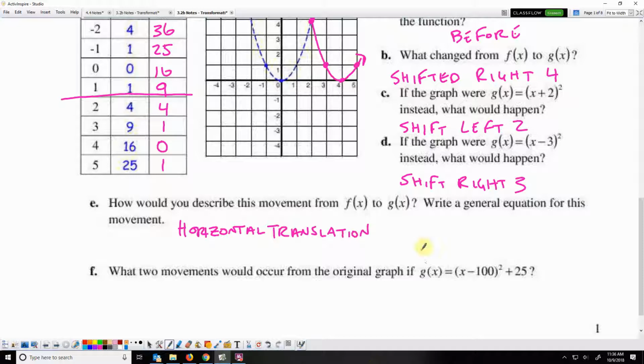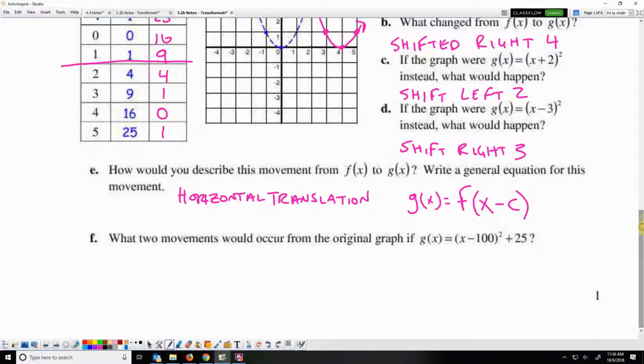And a general equation for this: g of x equals the original function plus a constant, but that is inside, so it's f of x minus c, because in this case it goes the opposite direction. So if c is positive, it goes minus that positive, which means it goes left. If c is negative, then minus negative becomes a positive, and it shifts right. So that minus right there really means just go opposite the sign.